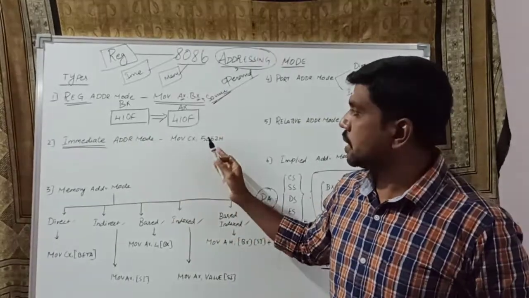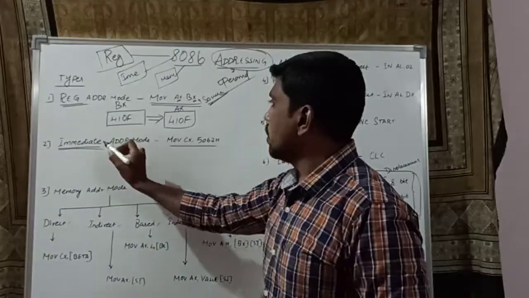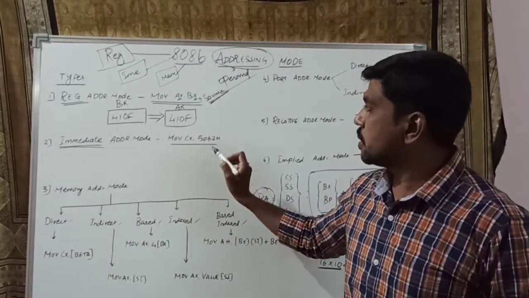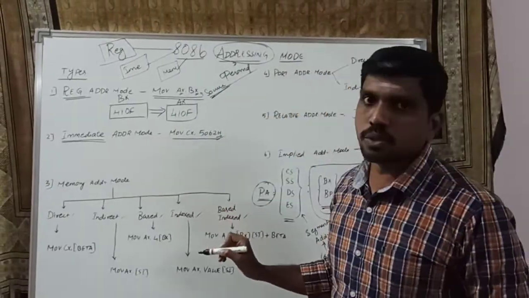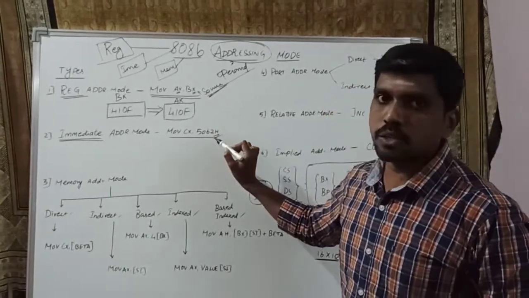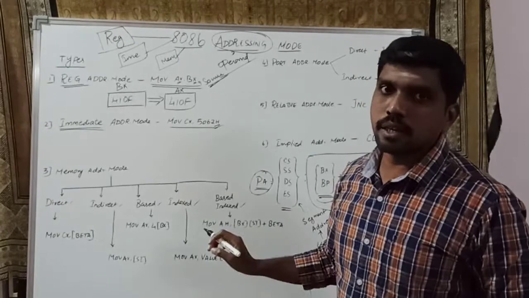So 16-bit data is passed in the instruction, so it's an example of immediate addressing mode. The example instruction is MOV CX, 5062. So it's immediate data, not an address location. In the 8085 microprocessor, it's considered an address location, and whatever data is present at that address is passed to the register.